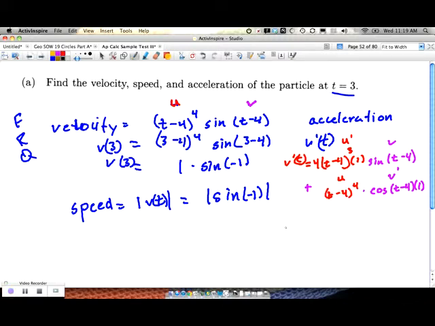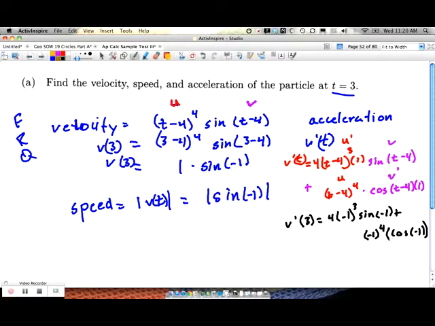When I'm trying to find v prime of t, or the acceleration when time equals 3, all I got to do is plug this in. So it's going to be 4 times 3 minus 4 is negative 1 to the third times sine of negative 1, plus, now I got this other stuff here, 3 minus 4 is negative 1, so it's going to be negative 1 to the fourth times cosine of negative 1.